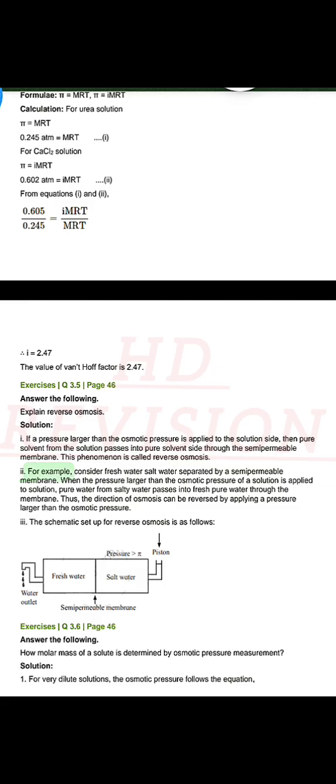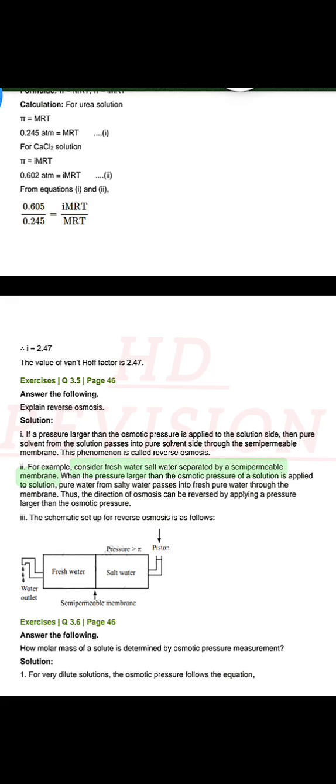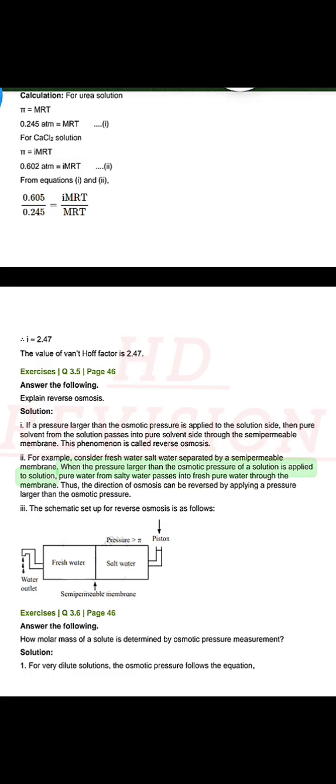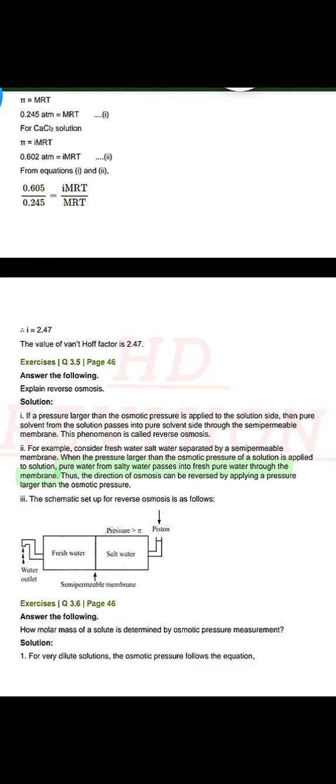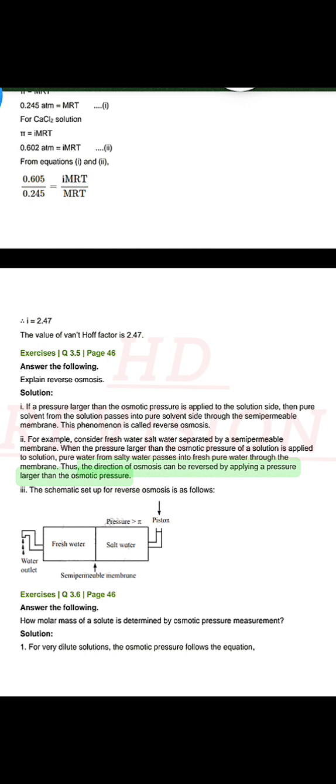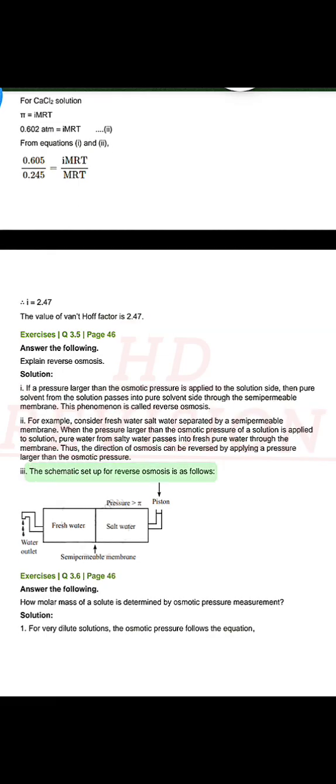For example, consider fresh water and salt water separated by a semipermeable membrane. When a pressure larger than the osmotic pressure of a solution is applied to the solution, pure water from salty water passes into fresh pure water through the membrane. Thus, the direction of osmosis can be reversed by applying a pressure larger than the osmotic pressure. The schematic setup for reverse osmosis is as follows.